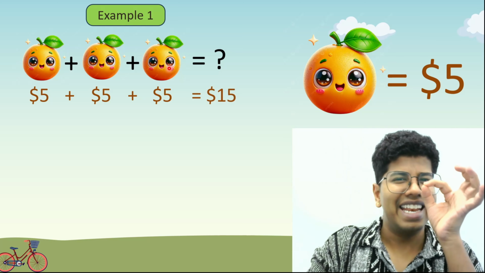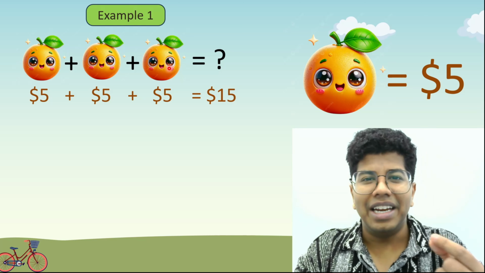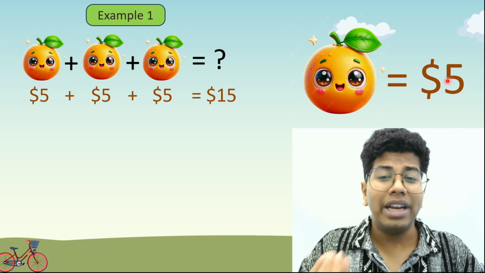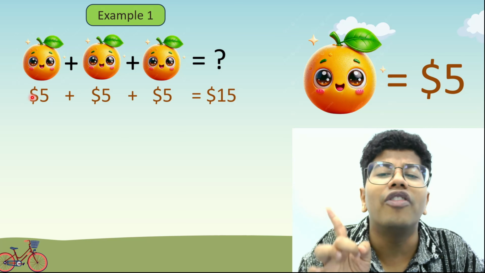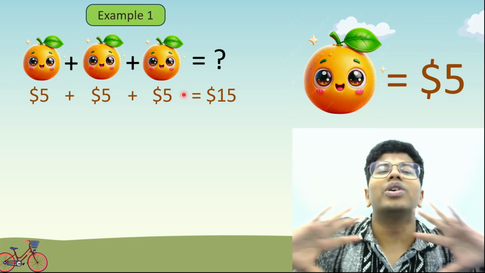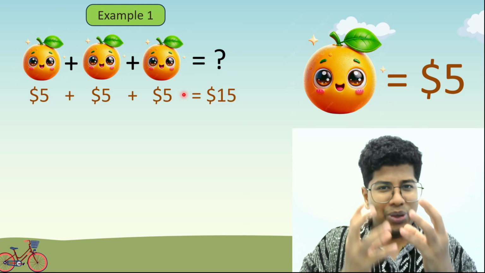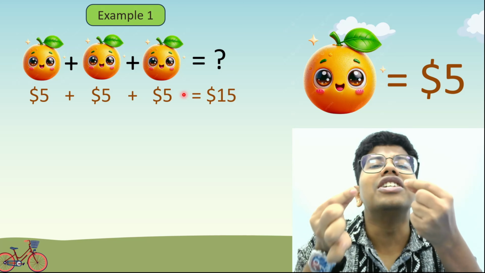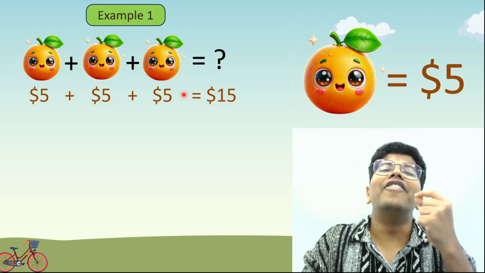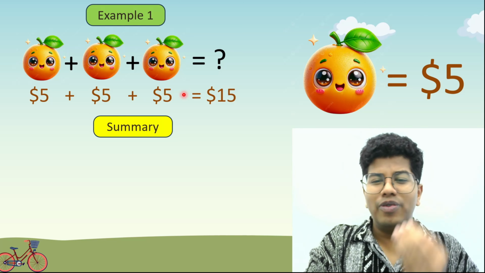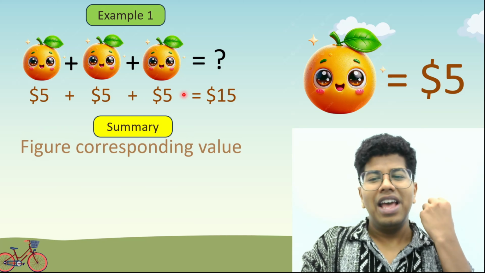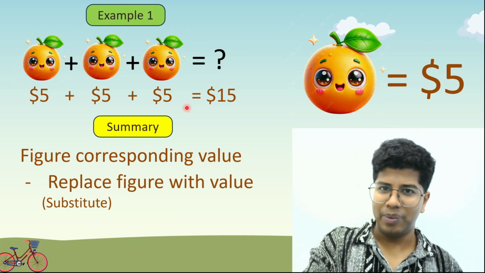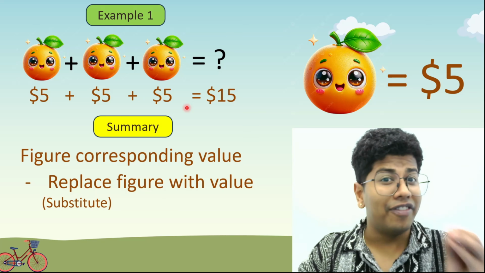Very good answer. Here, what we did was, there was a figure and this figure had a value of $5. I just substituted the value of each orange and then added them together to get a new value. So whenever you have a figure which corresponds to a value, you can replace or substitute the figure with its value. That is what we understand from the first example.